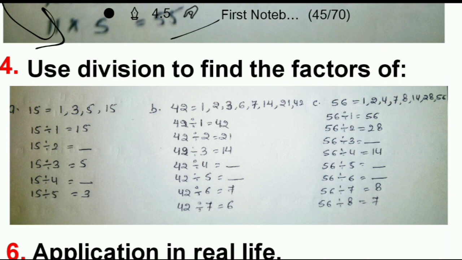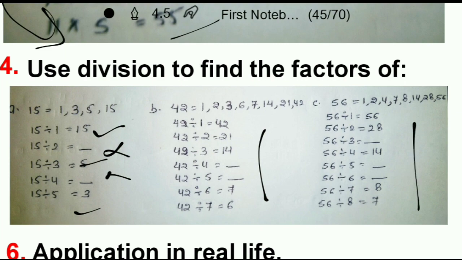Next, use division to find the factors of 15. Just now the division method we have done, the same thing we can do here. 15 divided by 1 is 15. 15 divided by 2, it will not go. 15 divided by 3 is 5. 15 divided by 4, it will not go. 15 divided by 5 is 3. So, these two more questions I have solved here.